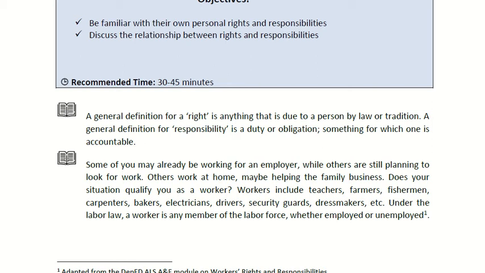So, ano ba yung labor law? So, ito yung batas na kung saan napapaloob ang mga karapatan ng mga manggagawa at ganun din ang mga employers, no? So that is labor law.